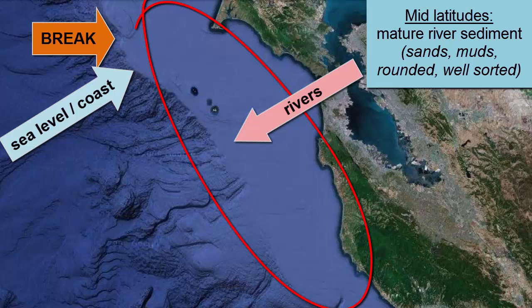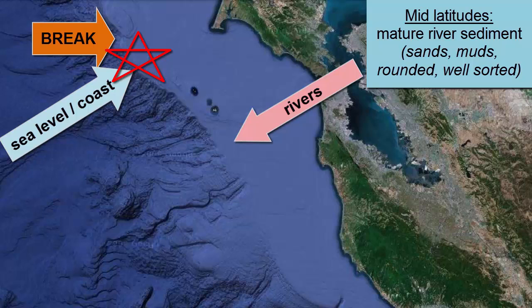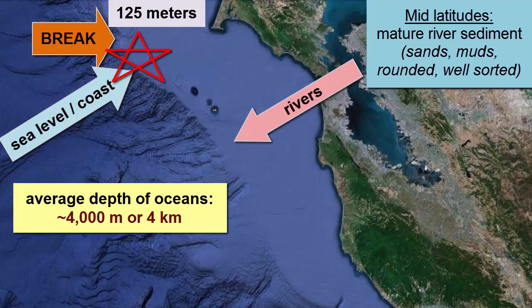What's the deepest part of the oceans that can be exposed during an ice age? The continental break. Do you remember how deep the depth is at the break mentioned in a previous lecture? 125 meters, or about 375 feet. That's the deepest sea level will drop during an ice age. What's the average depth of the oceans? 4,000 meters. So most of the ocean is still covered.